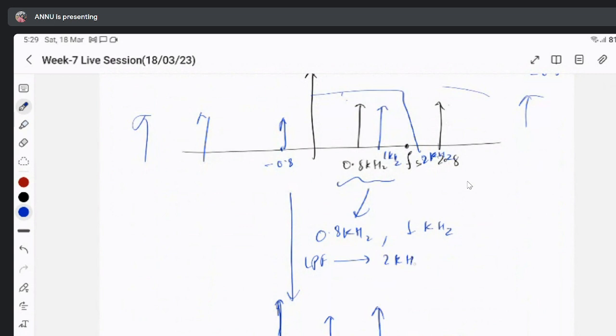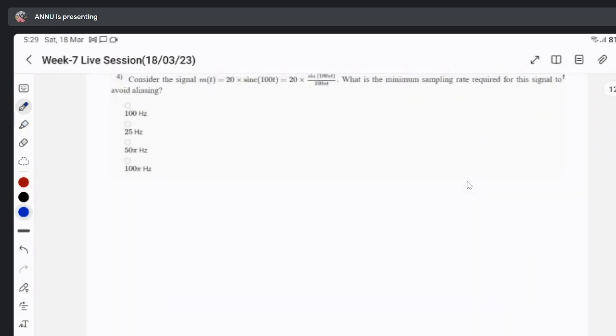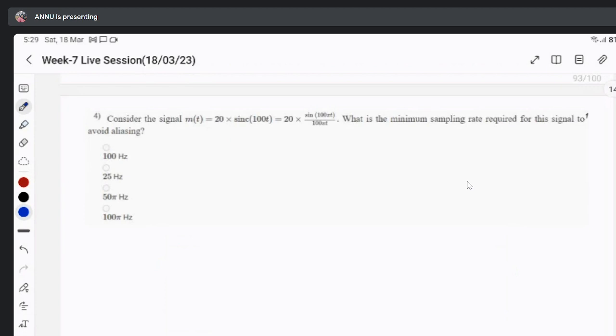2 kilohertz. Okay, so let us solve this question. Consider the signal m(t) equals 20 sinc(100t). What is the minimum sampling rate required for the signal to avoid aliasing? A tau sinc(f tau) will have... Ma'am, 100. Fs by 2 will be 50 hertz. Nice. Okay, can you explain, ma'am?